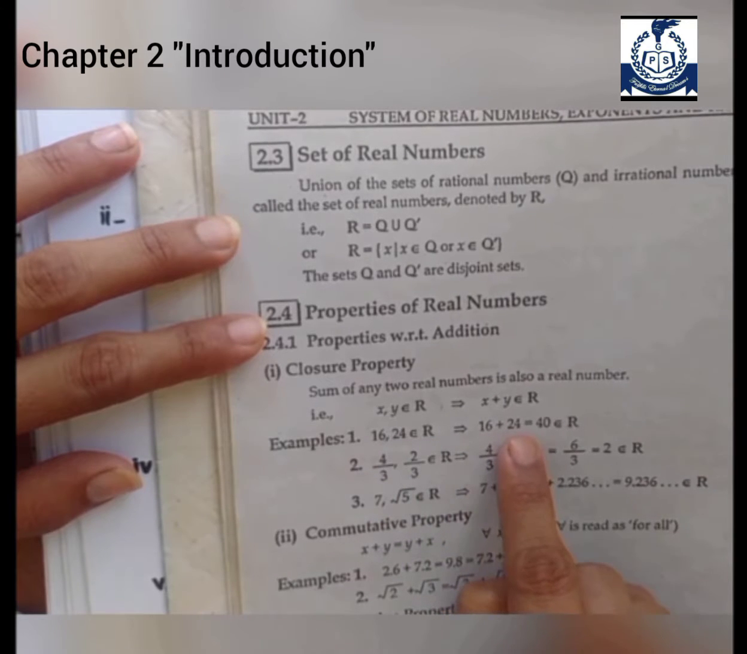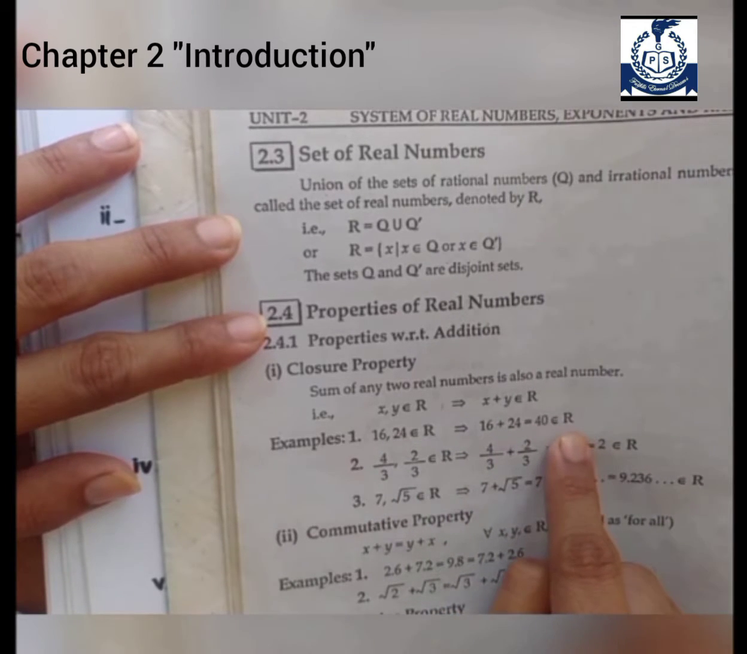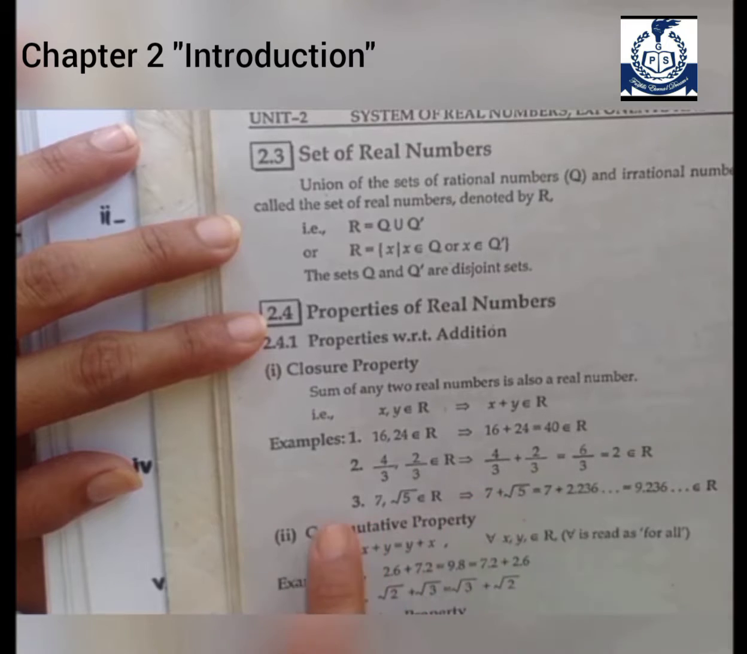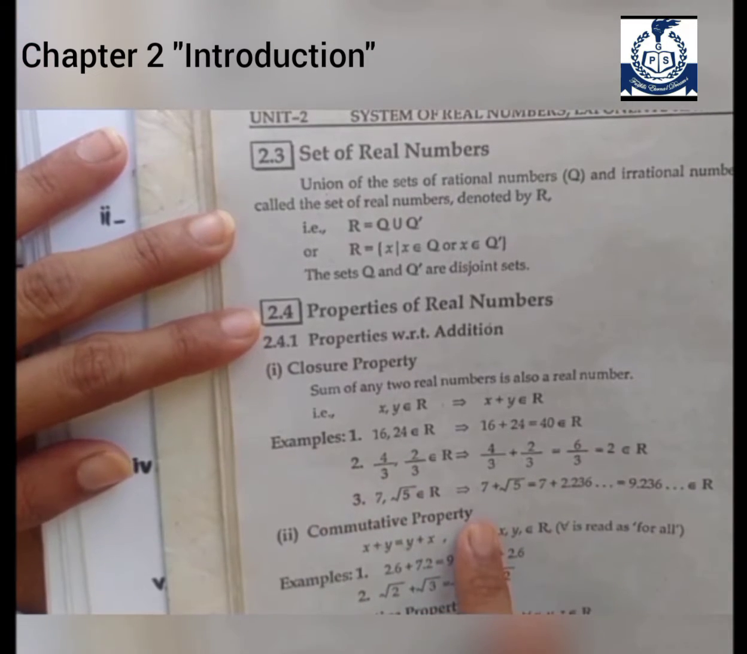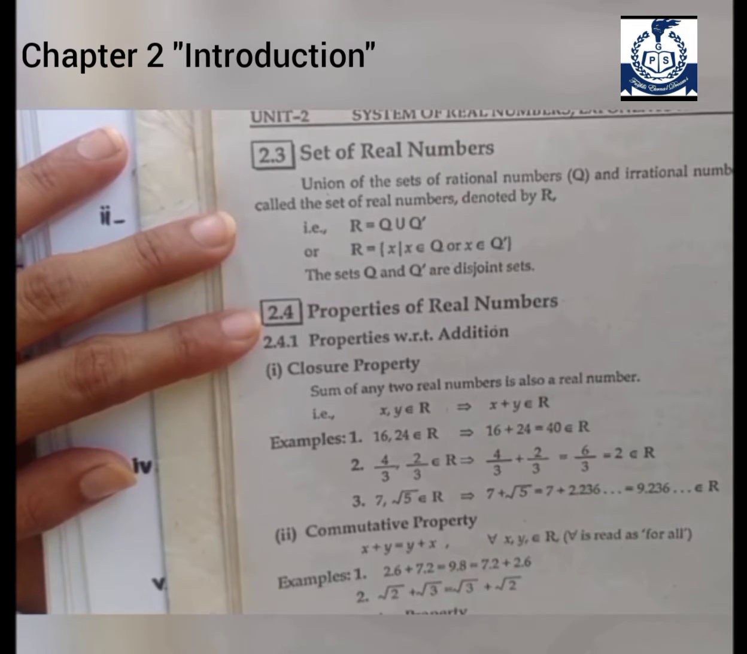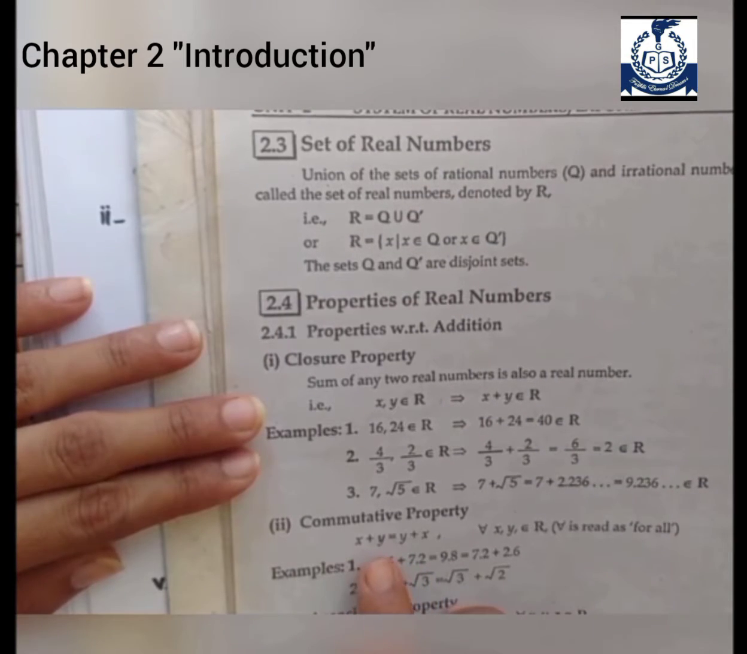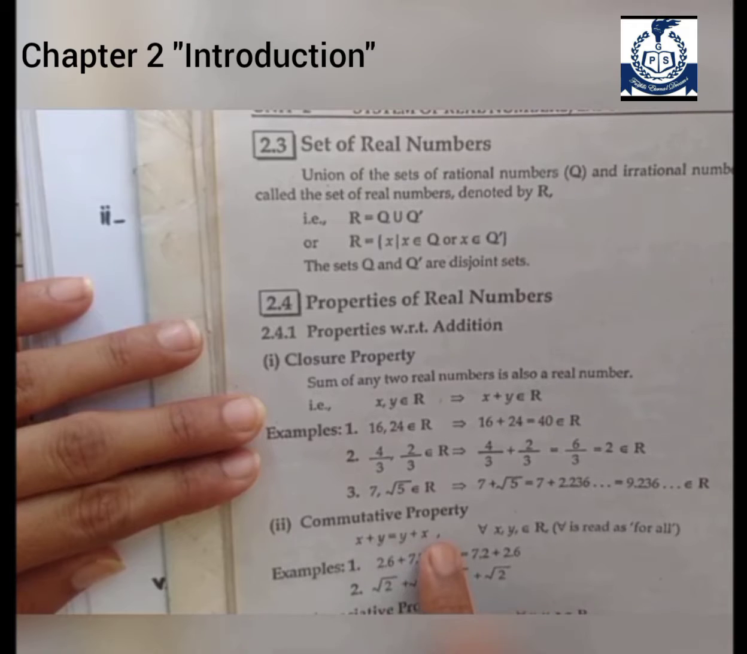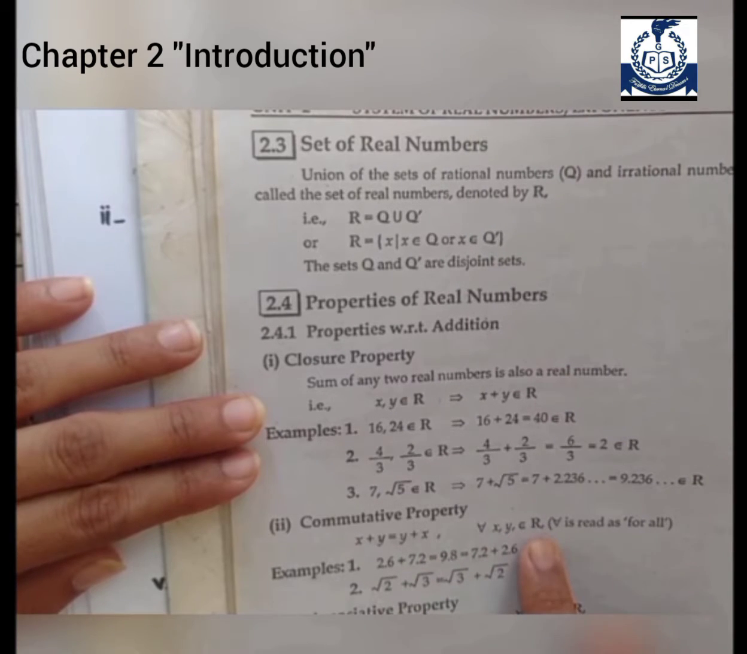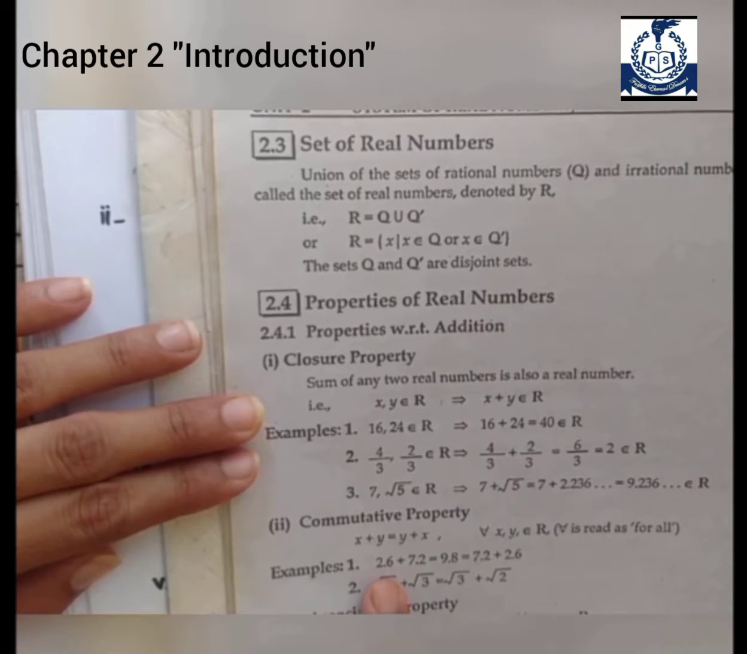Means 16 and 24. So 16 plus 24 is equal to 40. 16 and 24 both are real numbers and we get the answer 40. This is also a real number. Commutative property. x plus y is equal to y plus x, for all x, y belongs to real numbers.